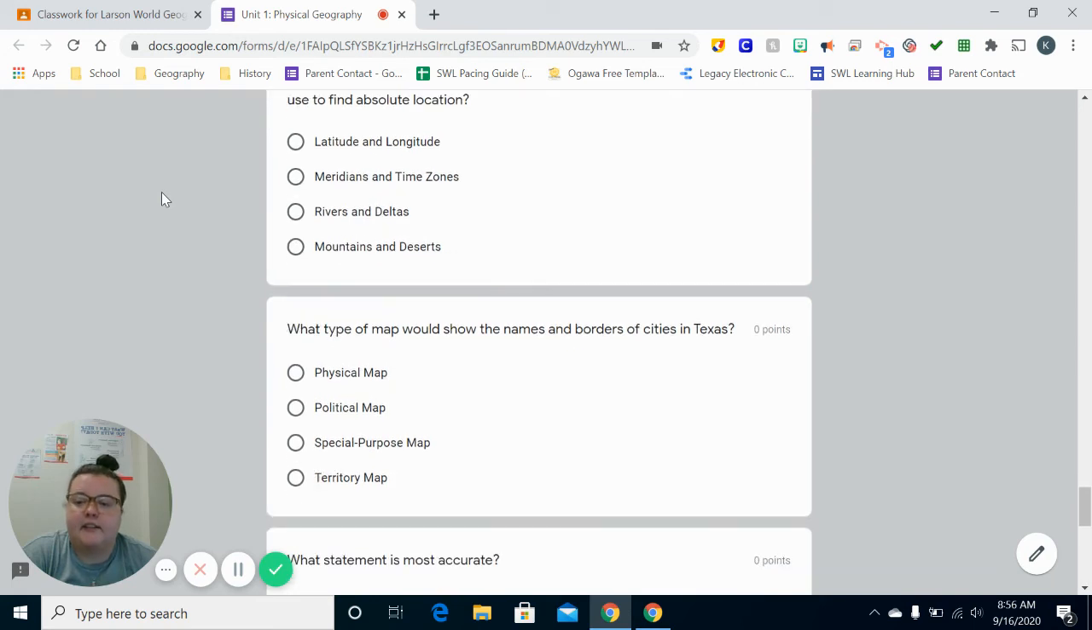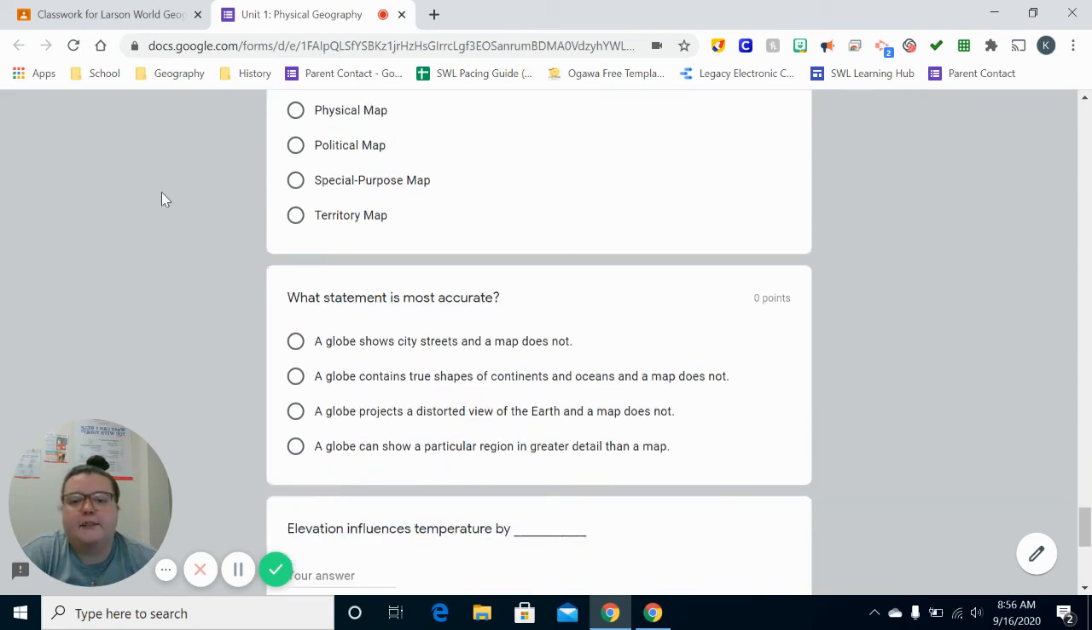I'm sorry, this is 17. What type of maps would show the names and borders of cities in Texas? Is it A, physical map, B, political map, C, special purpose map, or is it D, a territory map?